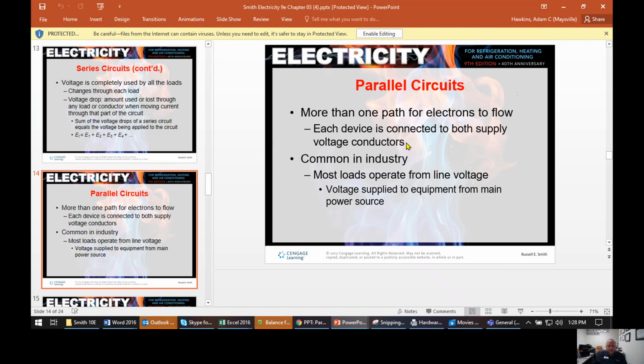So how does that apply to HVAC? Well, you've got an outdoor unit that uses the same power to supply a condensing fan motor and a compressor, for example. Both of those run off of the same circuit, actually run off of the same components, but they have different controls that make them come on at different times or however they're supposed to come on.